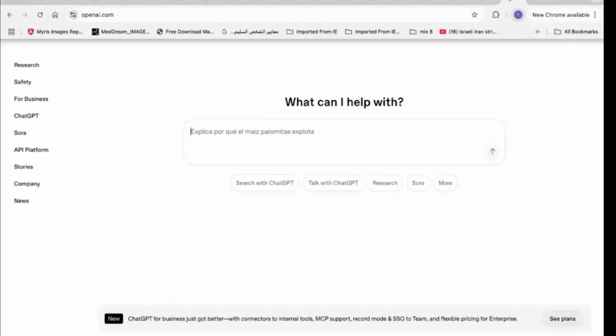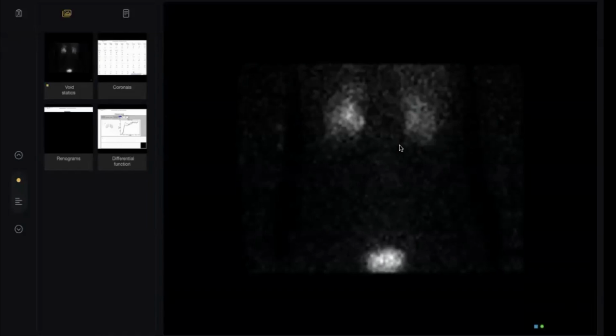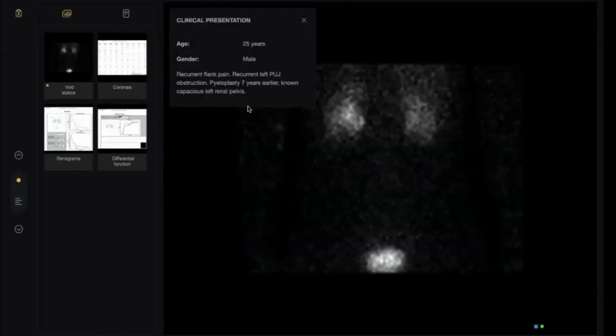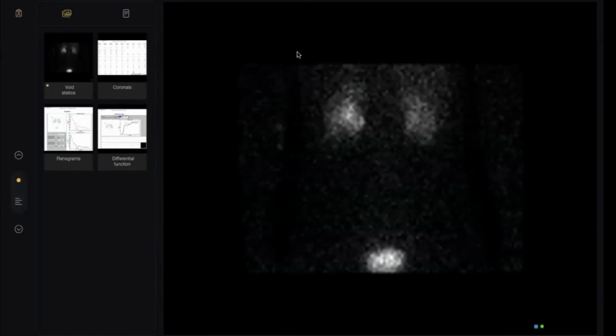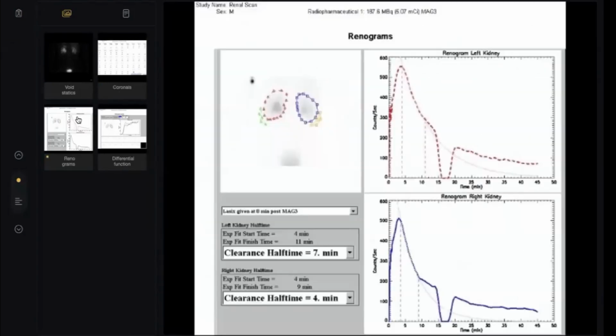Next candidate. Yes, sir. A 25-year-old male patient presented with recurrent flank pain. Go on. Sir, I am provided with the nuclear scan images, and I could appreciate that there is a normal uptake noted in the left kidney, but there is slightly decreased uptake noted in the right kidney.